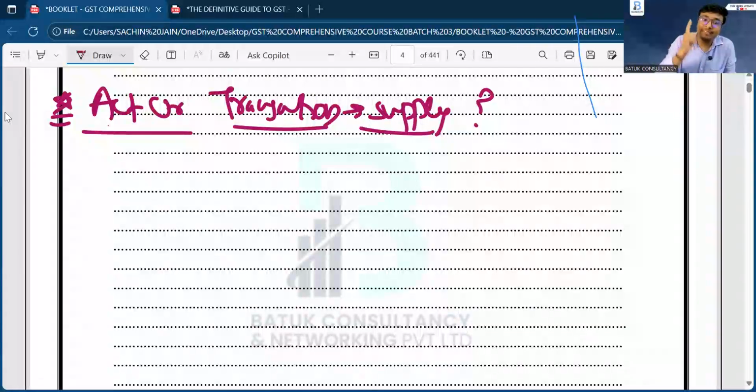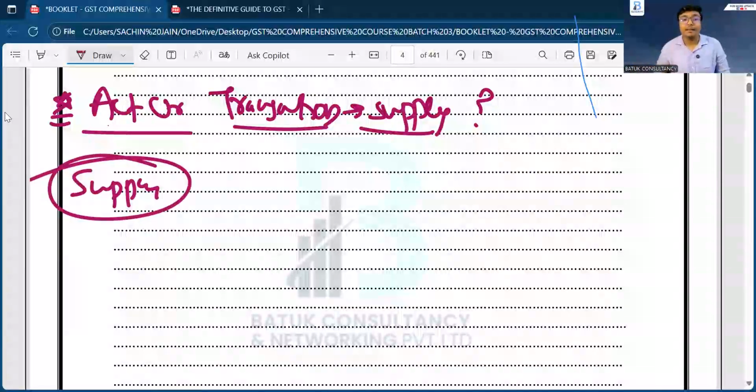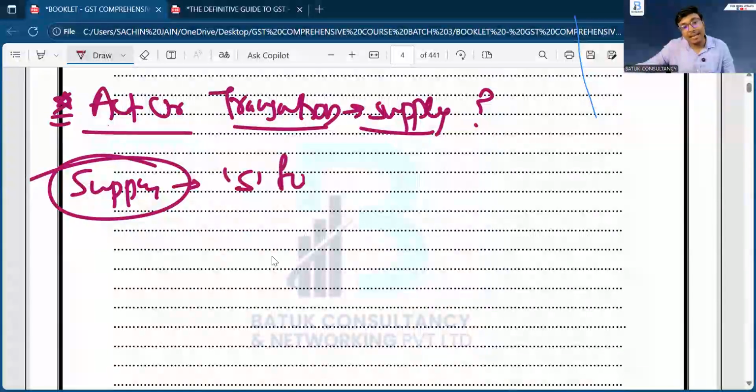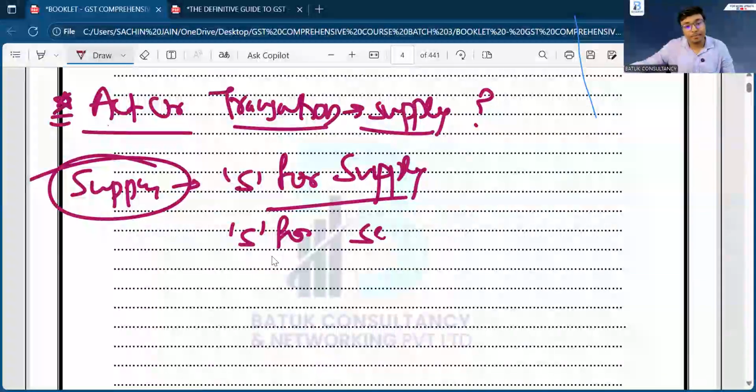Okay, how does an activity or transaction become supply? For that purpose, the government has given a specific definition. The definition is of supply, and we have a memory technique for memorizing each and every section under GST. At the end of this course, each and every section will be on your fingertips. The memory technique is S for supply, or S for section 7. So section number 7 is related to supply.